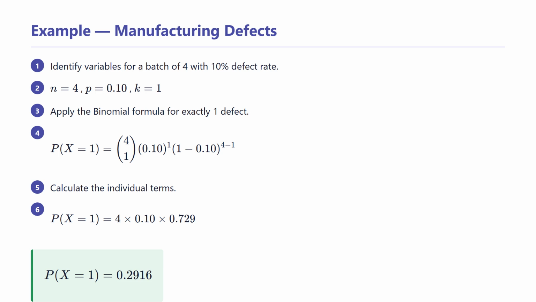We plug these into the binomial formula. The combination term is 4 because the single defect could be any of the 4 parts. Multiplying the terms together gives 0.2916. This tells the factory manager there is roughly a 29% chance of finding exactly one defective part in this sample, which is essential for setting quality control thresholds.